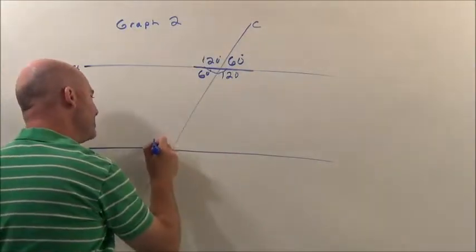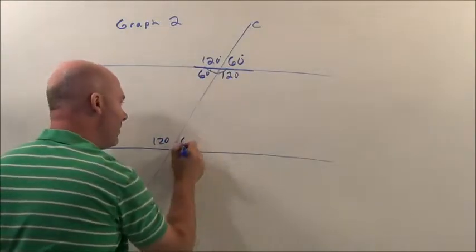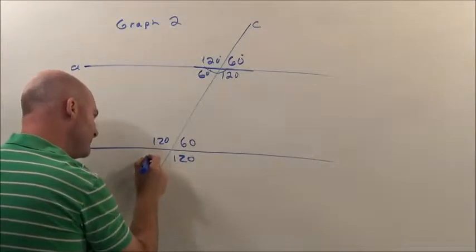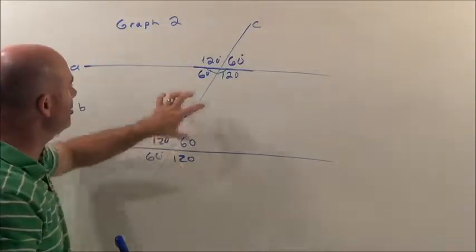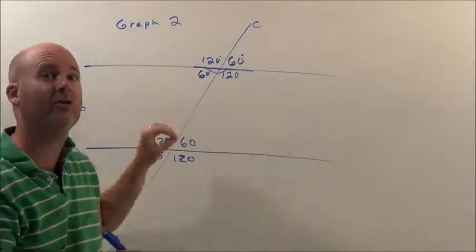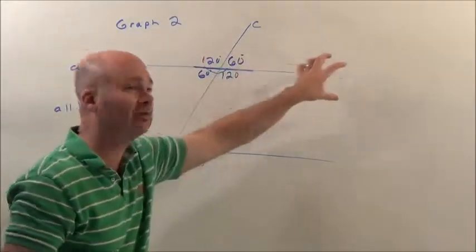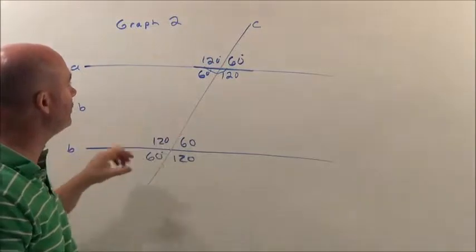So basically, you're going to slide down. That's going to be 120. Top right's going to be 60. This right here is going to be 120. And then bottom left is 60. So this bottom left is 60. Notice they're exactly the same on the other parallel line. So often I have people slide it the wrong way. You've got to slide down the transversal.